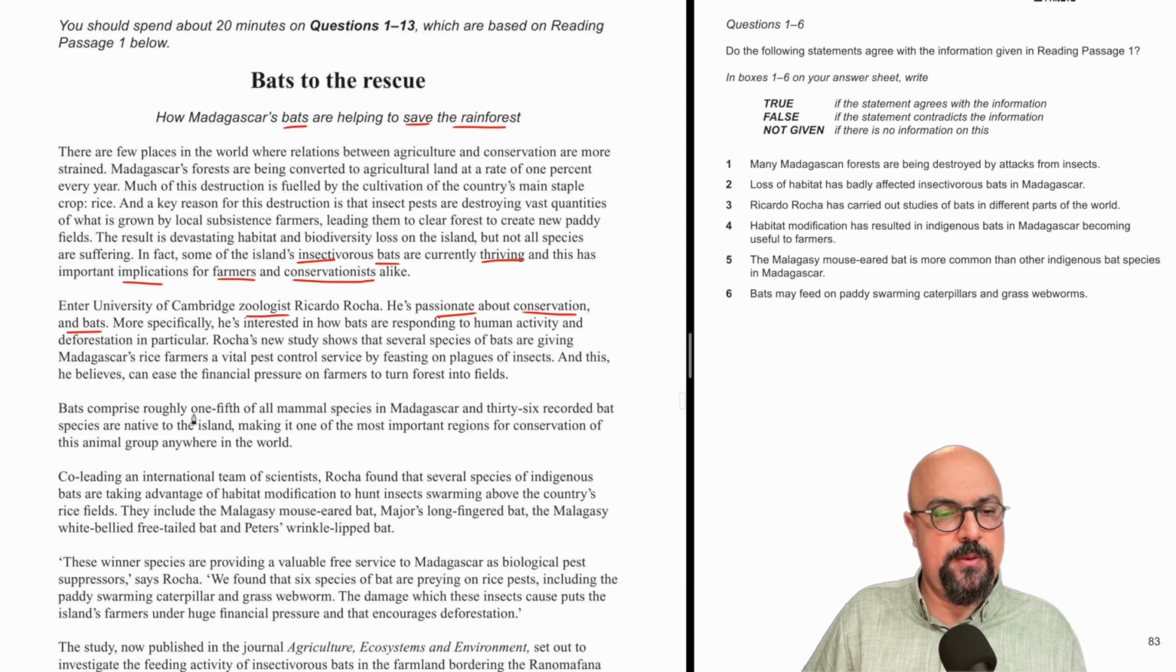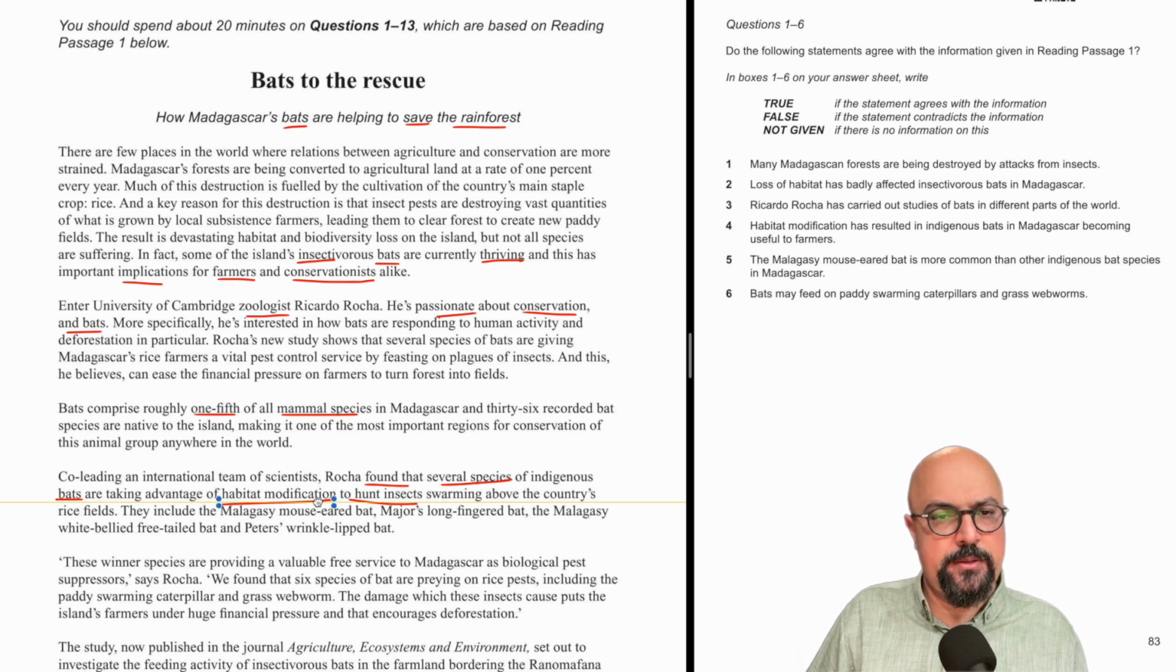Bats comprise roughly 1/5 of all mammal species in Madagascar. So that's a huge population of mammals in that area. Co-leading an international team of scientists, this person found that several species of indigenous bats are taking advantage of habitat modification to hunt insects swarming above the country's rice fields. So they found something. Several species of these bats are taking advantage of habitat modification to hunt insects.